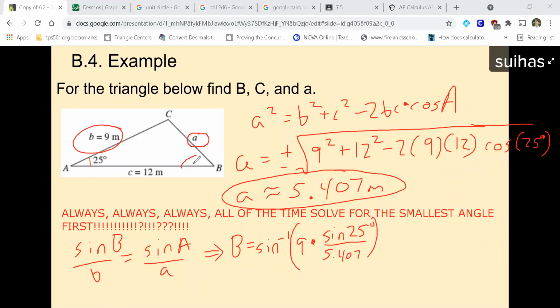5.407. And if you do that, you get 44.7 degrees. And you do not have to worry about finding, well, what's the other angle it could be in quadrant 2, because B can't be the obtuse angle. It can't. It's smaller than C. If there's an obtuse angle, it's C. So I know this is the one and only correct answer.